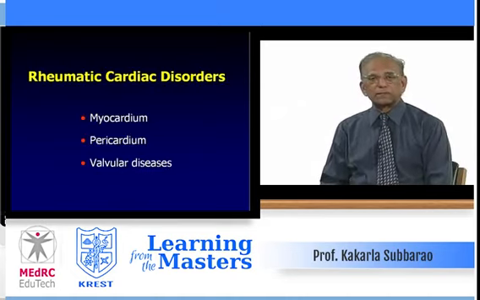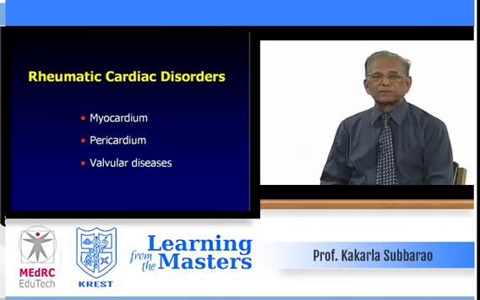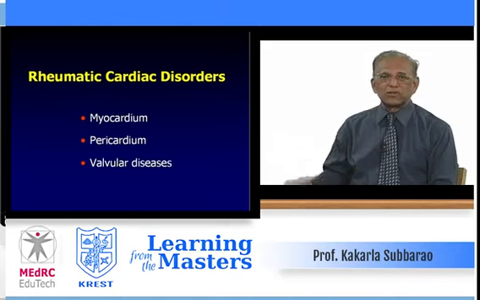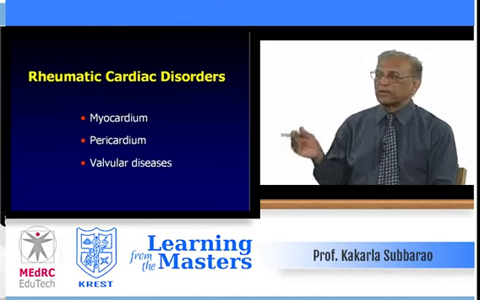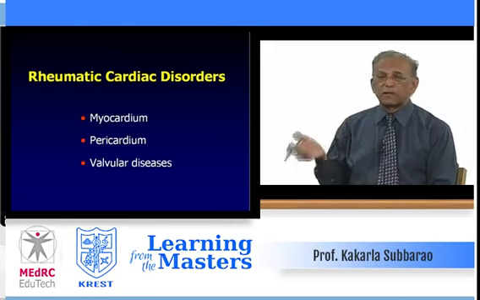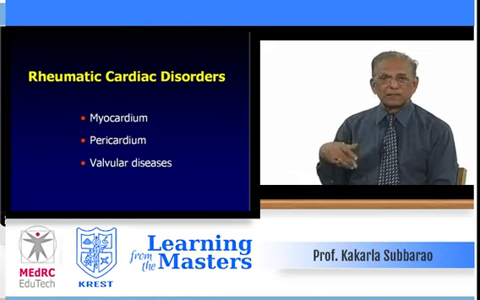Again, in tropical countries, particularly in India, rheumatic cardiac disorders are common. Rheumatic fever first, and then it bites the heart and licks the joints, the usual saying goes. In biting the heart, it may produce pericardial effusion, myocarditis, and valvular diseases, commonly mitral, aortic, and tricuspid.